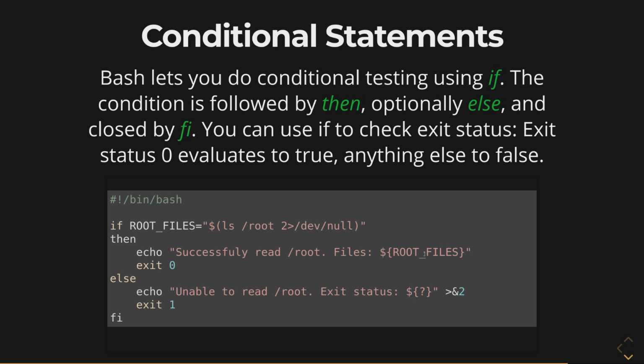Now let's try and run this. Now let's see what we're doing here. We're again trying to access root's files by doing ls root. And of course, either we can do that or we can't. And if we can, then it'll print that we were successfully able to read root, and the files are wherever the files are. Then I've actually added another statement, exit 0.